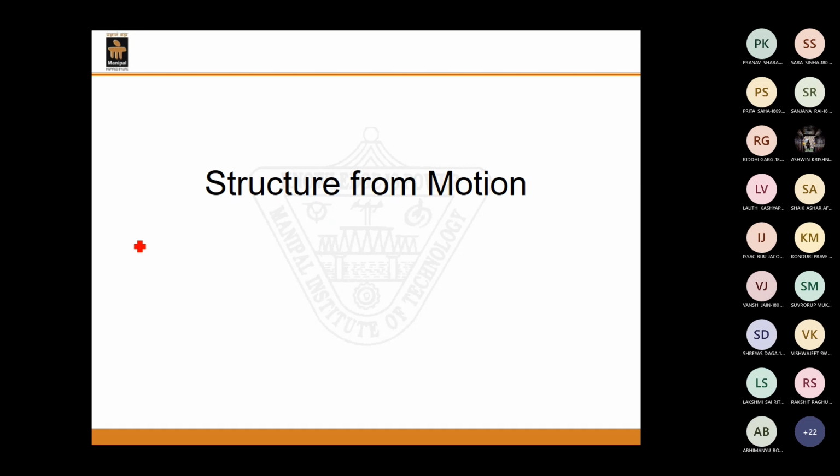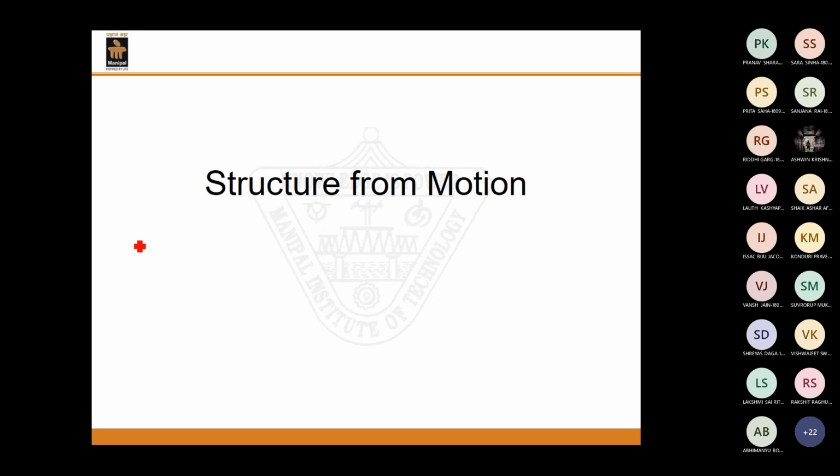Okay, and we are doing it with only 2 points. Now, the next method which comes under 3D reconstruction is the structure from motion method. So how is structure from motion different from stereo vision? In structure from motion, you use multiple images. That means you need to have more than 2 images.